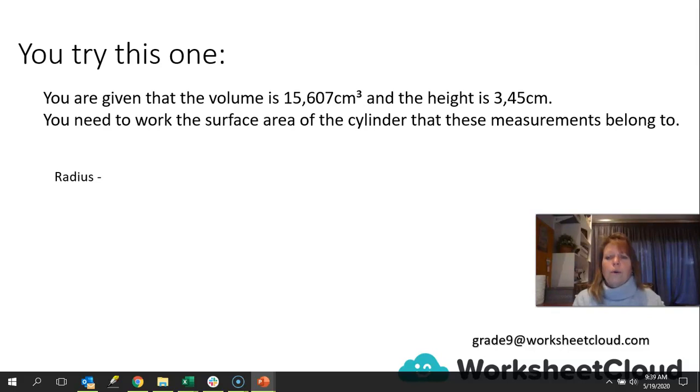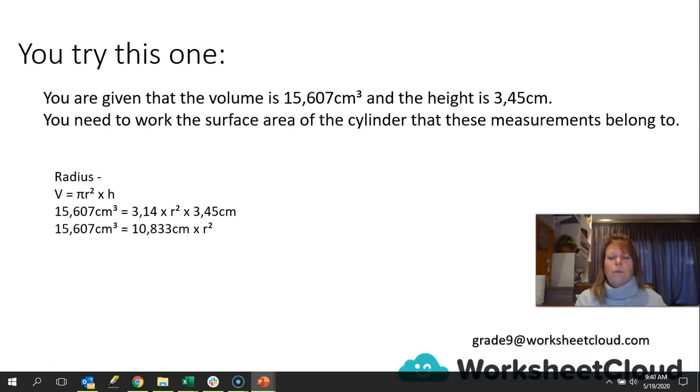Okay, so we don't know what the radius is, but we can work out the radius by using the volume because we've been given the volume. So we're probably going to use both our formulas in this one, to work out the radius first from knowing the volume, and then to plug it into the surface area formula. Okay, so our volume is 15,607 centimeters cubed. We know that pi is 3,14. We don't know what the radius is, but we do know what the height is, and that's 3,45.